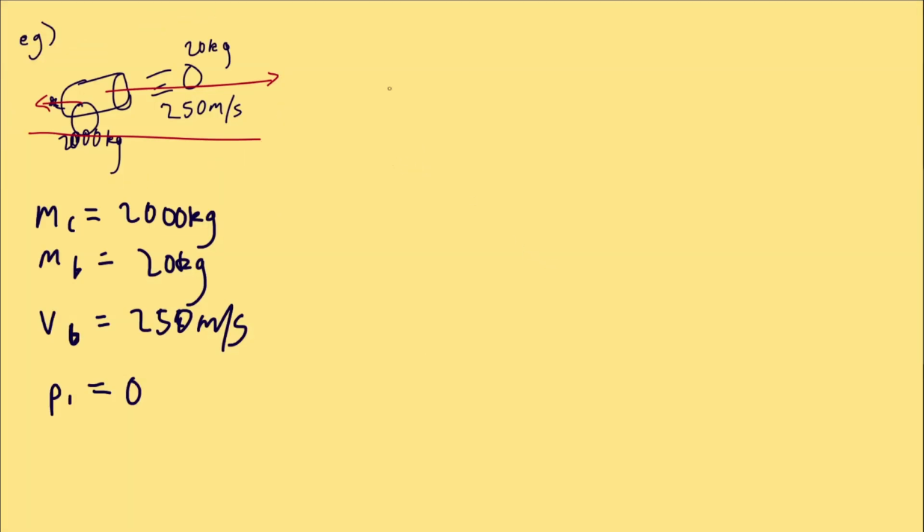Let's solve. So we know that the total momentum inside this system is the momentum of the cannon plus the momentum of the ball. And initially, it's equal to 0. The total momentum in the system before firing the ball is the momentum of the cannon plus the momentum of the ball. And initially, it's 0. Now, what are we looking for? We're looking for the cannon's recoil velocity, right? And that's this value right here.